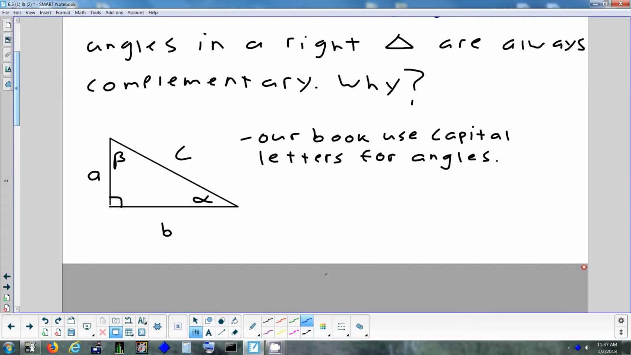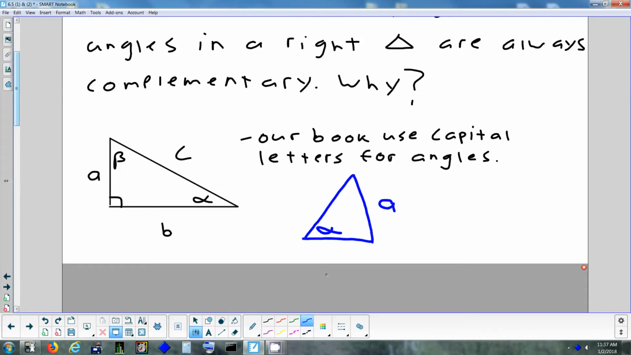And when you set it up, you always have to set it up so A is across from alpha and B is across from beta. You can draw the triangle flipped, reflected, any way you want. But if you sketch it and you label that side as A, you have to put alpha across from it. Wherever you put B, put beta across from it.